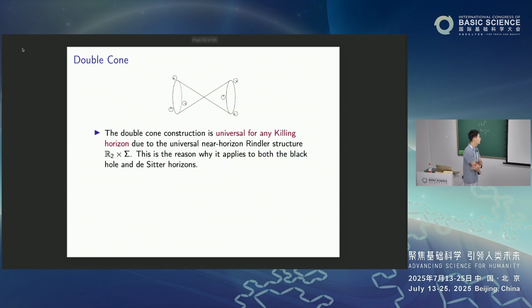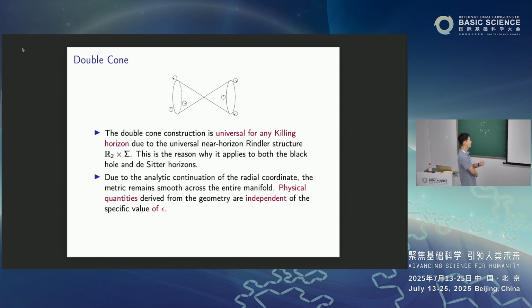Okay. Let's make a few comments about this wormhole geometry. This double cone construction, as I said, is universal for any Killing horizon, because of the universal near-horizon Rindler structure. For any geometry with a Killing horizon, when close to the bifurcation surface, you'll find the Rindler structure, and then you can deform the radial contour through the lower half plane. And that explains why it applies both to black hole and de Sitter horizons. And historically, this double cone geometry was first discovered by Saad, Shenker and Stanford in the context of black hole thermodynamics.